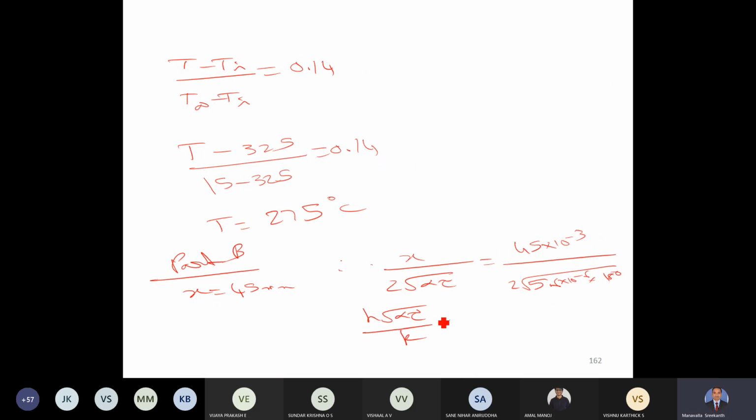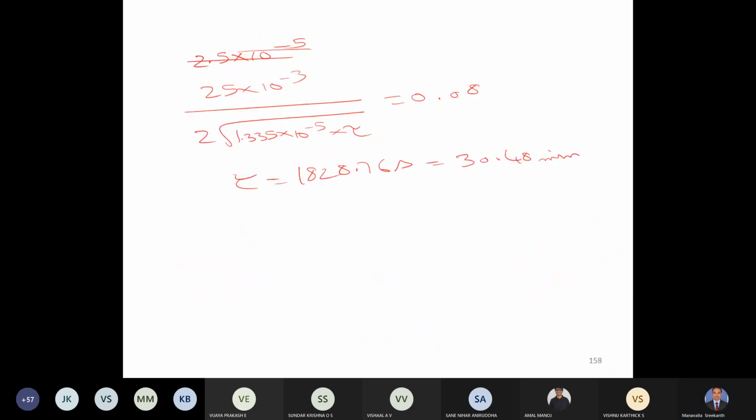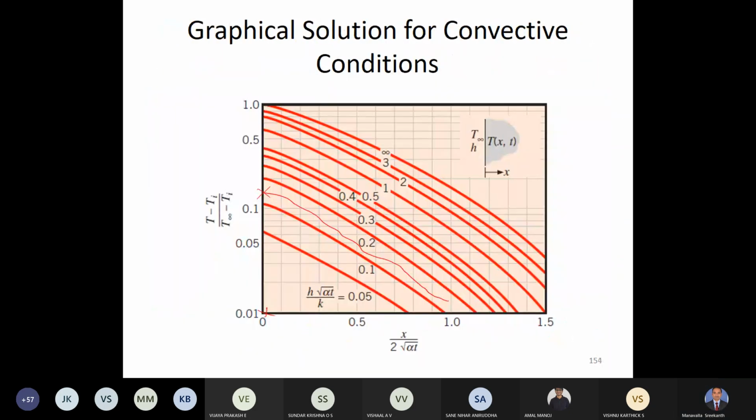This is the same as part A, 0.158. What is this value? This will be 0.708. Okay, so 0.708 and 0.158. 0.708, this is 0.5, 0.1, so 0.75, so this one somewhere here, and 0.158. So this is the curve I have to see.